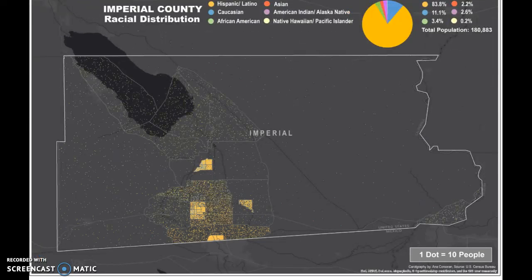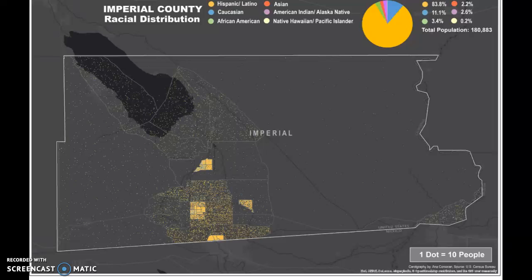The style of my Marin County map is very similar to the Imperial County map. Obviously, there is a bit different placement for where I put the pie chart and title due to the shape of Marin and Imperial being very different.